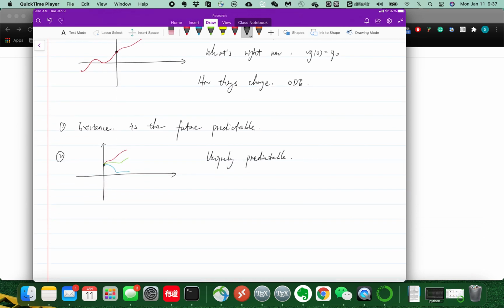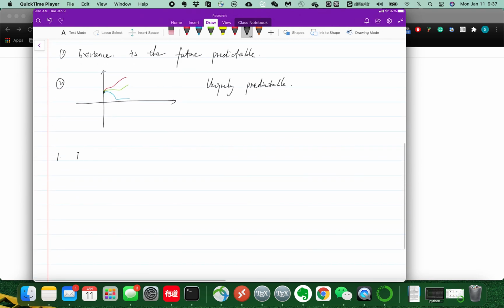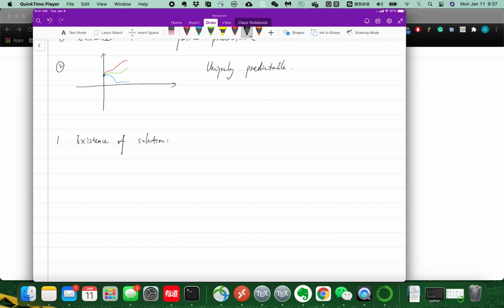So now we want to give you the theorem that will guarantee, under some cases with nice property requirements on the derivative or the right-hand side, that you can actually have these two properties. The first one is the existence of solution. If this is not satisfied, don't even bother to solve it. We call it a theorem.